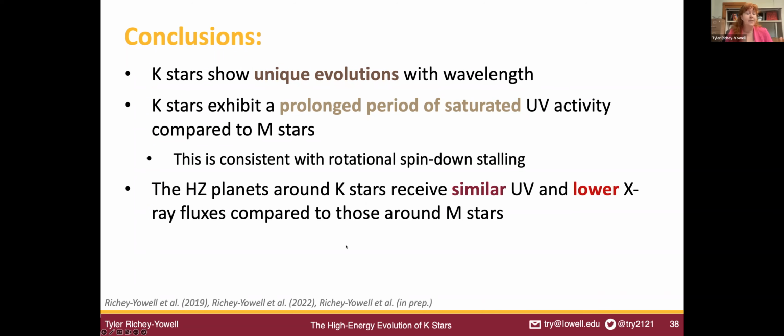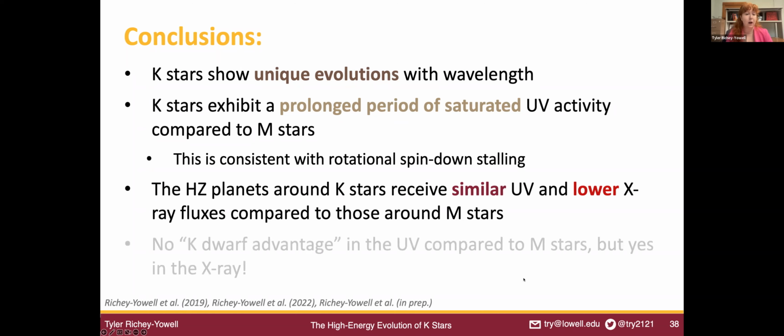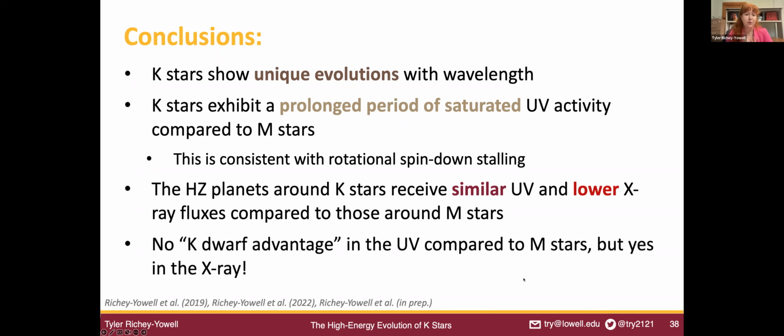But what we really found is that the habitable zone planets around K-stars receive similar UV but lower X-ray fluxes compared to those around M-stars, which means that there's no K-dwarf advantage in the UV compared to M-stars, but there is in the X-ray. So kind of a mixed bag in terms of whether K-stars have an advantage in the high energy radiation regime.